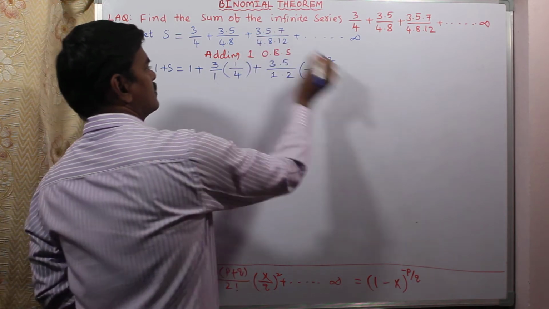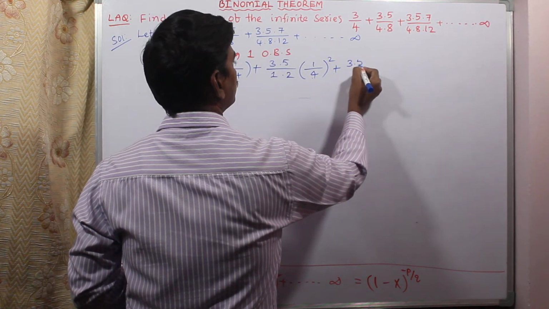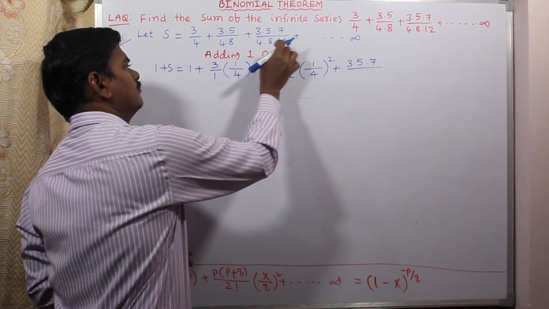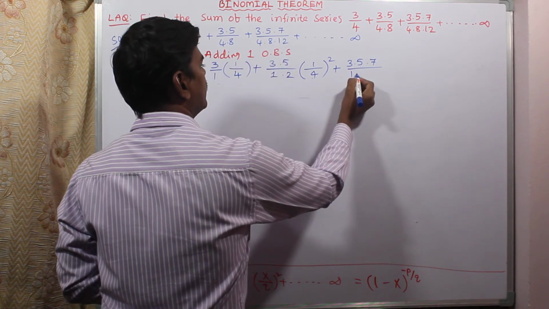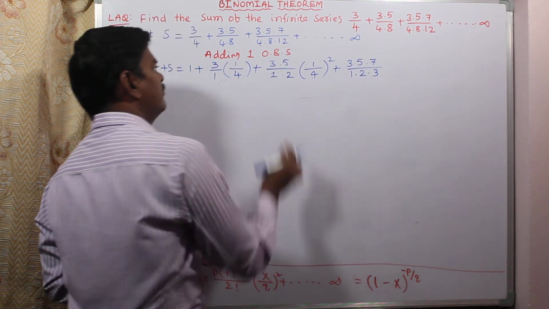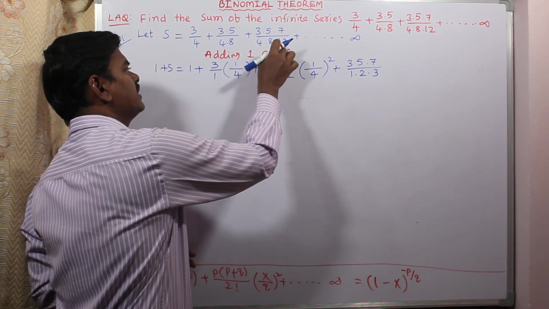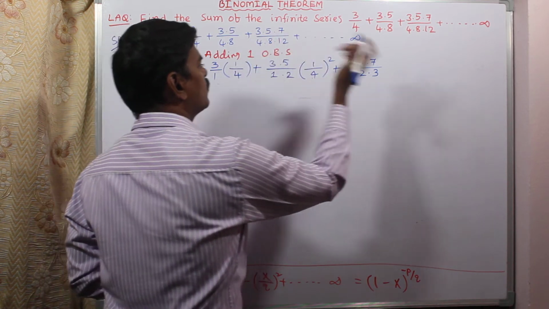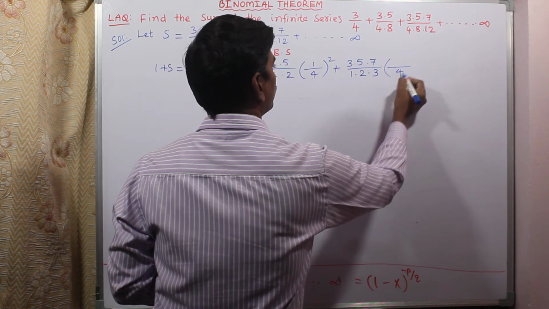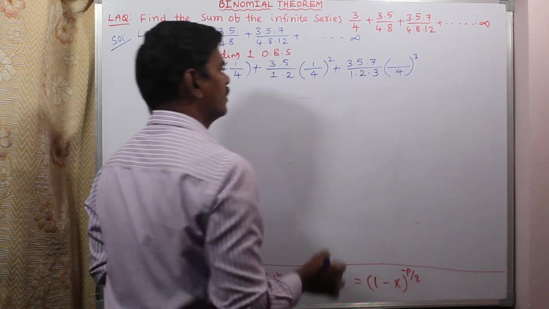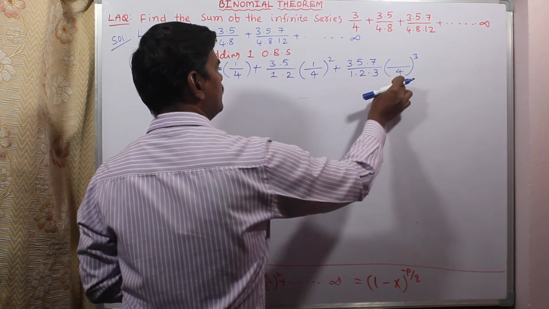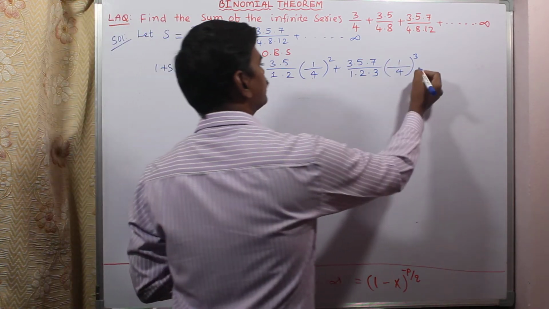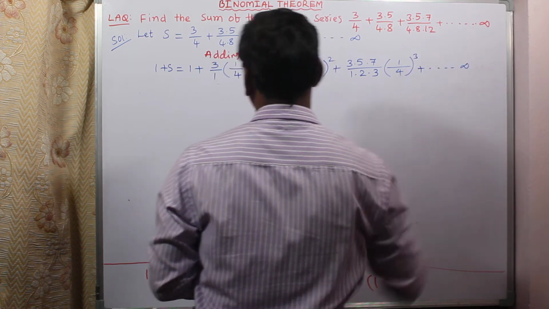Similarly this one, 3 into 5 into 7 as it is. From each multiple of 4 we can keep 4 aside. After keeping 4 aside we will be leaving 1 into 2 into 3: 4 ones are 4, 4 twos are 8, 4 threes are 12. So 4 into 4 into 4, 4 cube is kept aside in the denominator. In numerator we can assume 1. So it becomes 1 by 4 whole cube, plus so on up to infinite.